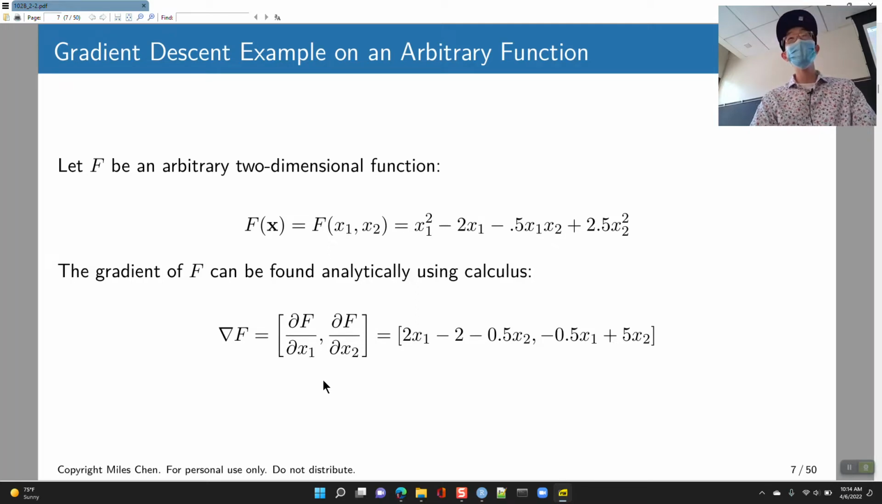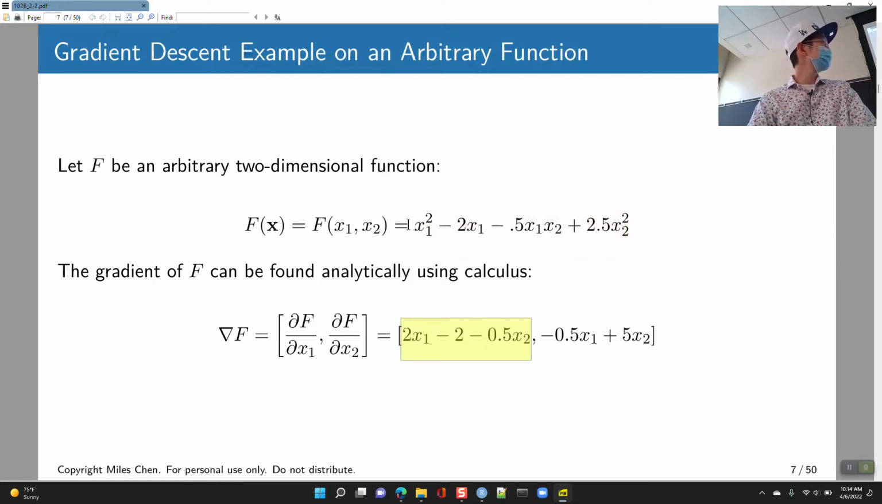X is a two-dimensional vector, x1, x2. So the gradient with respect to x is also a two-dimensional vector. Basically, the partial with respect to x1 and the partial with respect to x2. So what is the partial derivative of this with respect to x1? Well, it's going to be 2x1 minus 2 minus 0.5x2. So that's going to be the first component of our gradient.